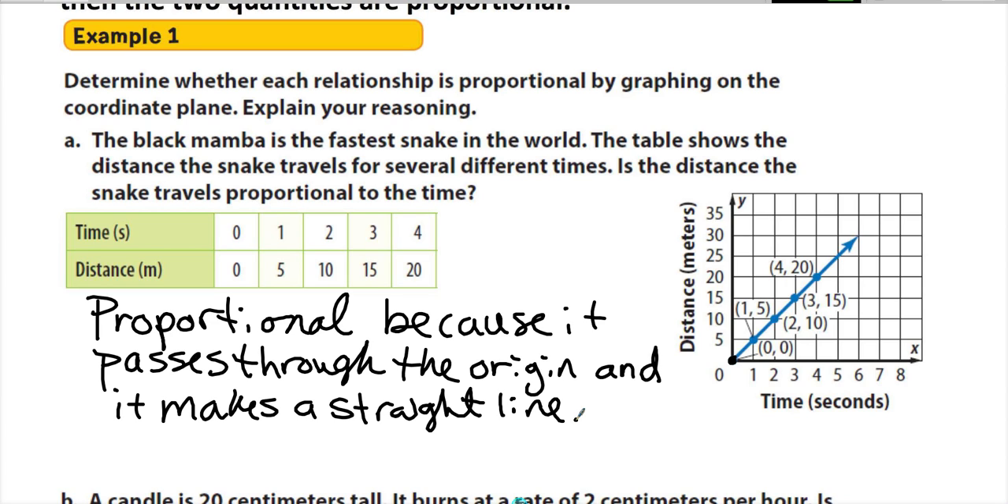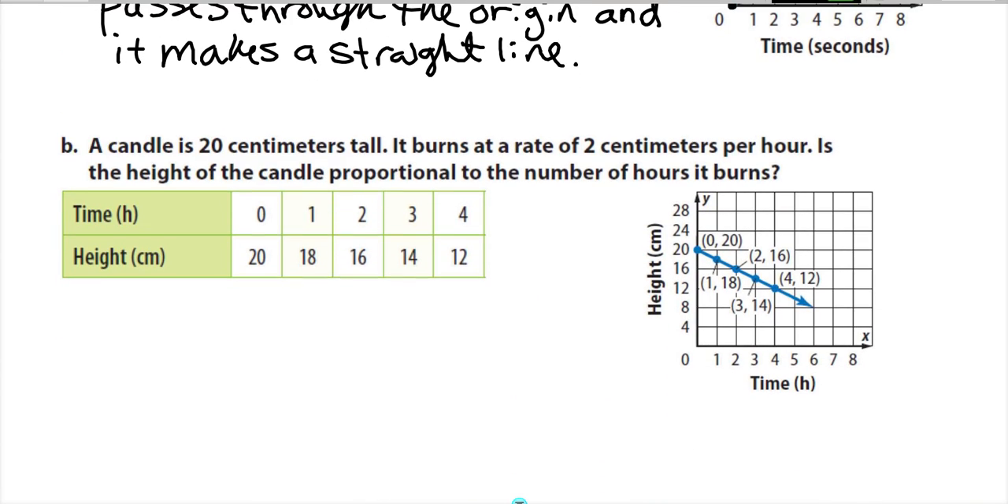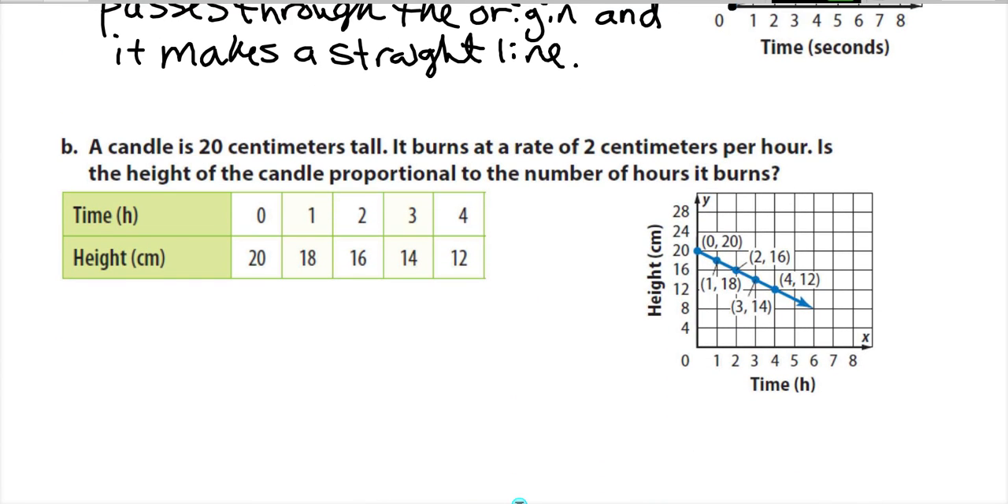If you think you've got it, go ahead and try it on your own. It's not a got it question, but if you think you've got it, go ahead and try it. Let's see if you can get it. It says a candle is 20 centimeters tall. It burns at a rate of 2 centimeters per hour. Is the height of the candle proportional to the number of hours it burns? Okay, well, let's take a look.